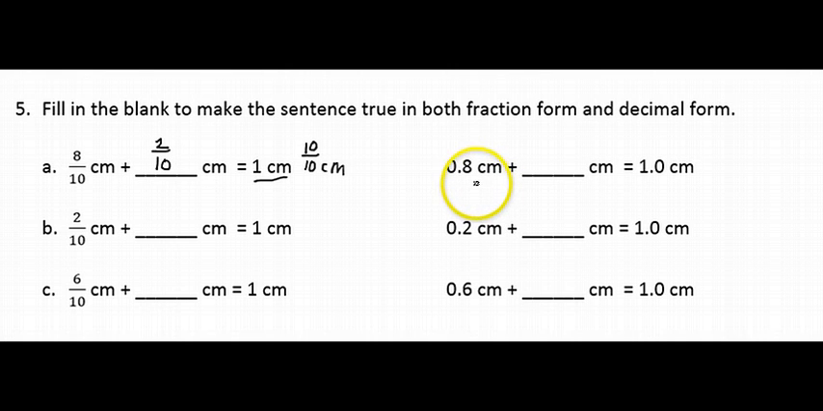Same thing over here. If I have 8/10 in decimal form, I need 2/10 to get to 1 centimeter, or I can also read that as 10/10 of a centimeter. So 8/10 plus 2/10 equals 1 whole centimeter, or 10/10 centimeters.